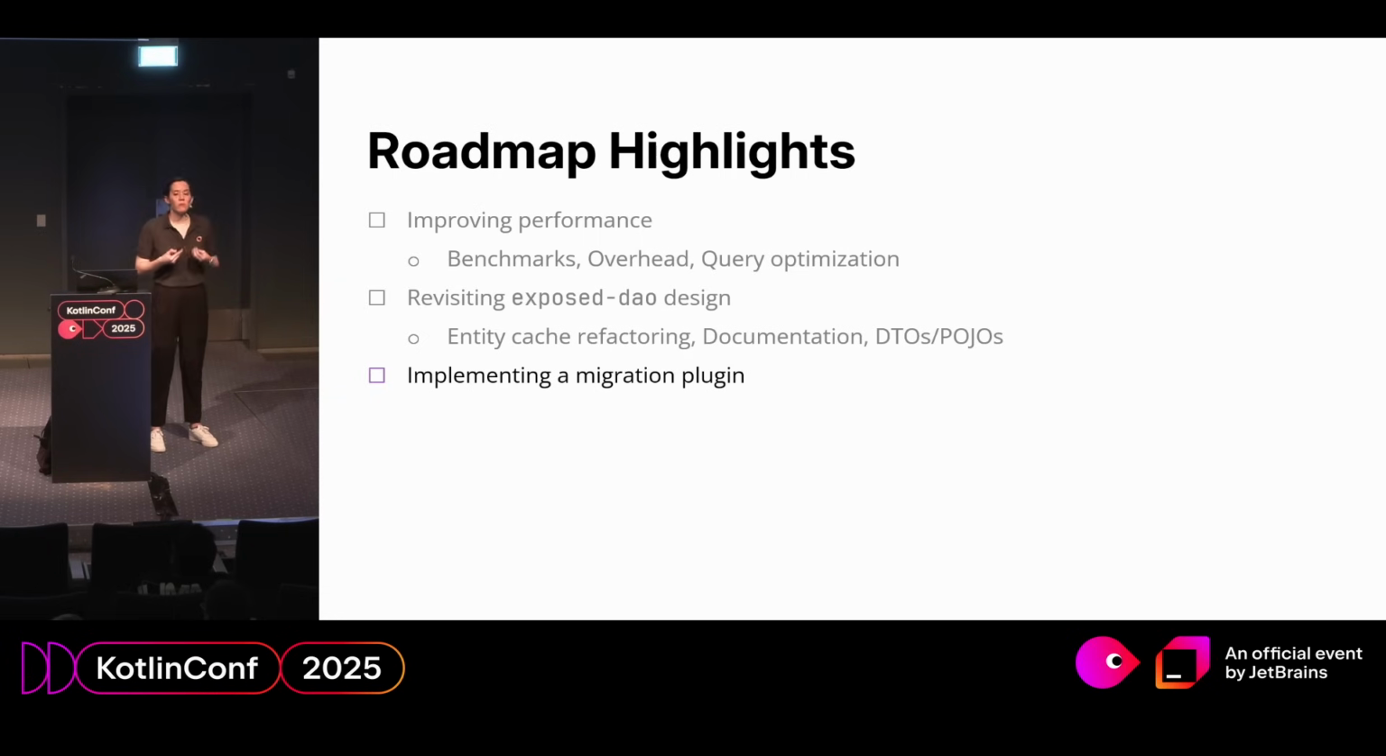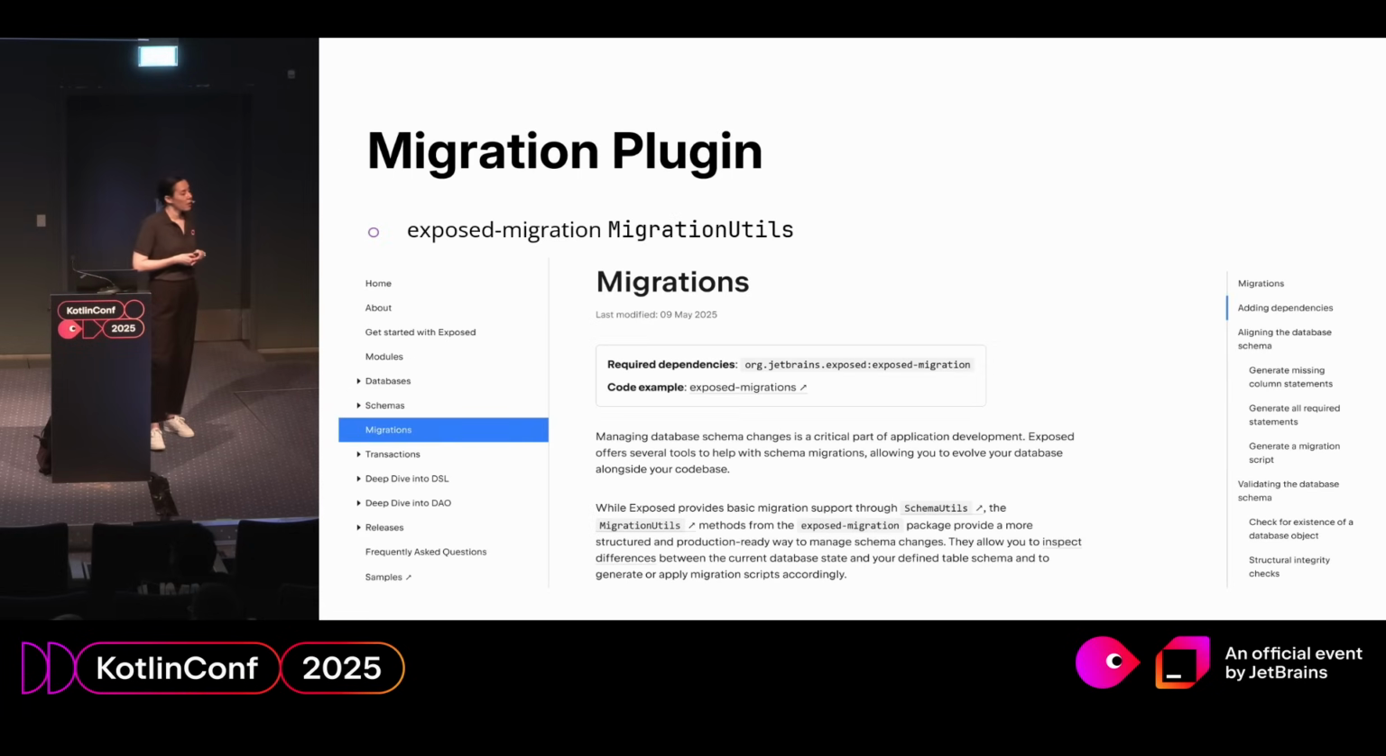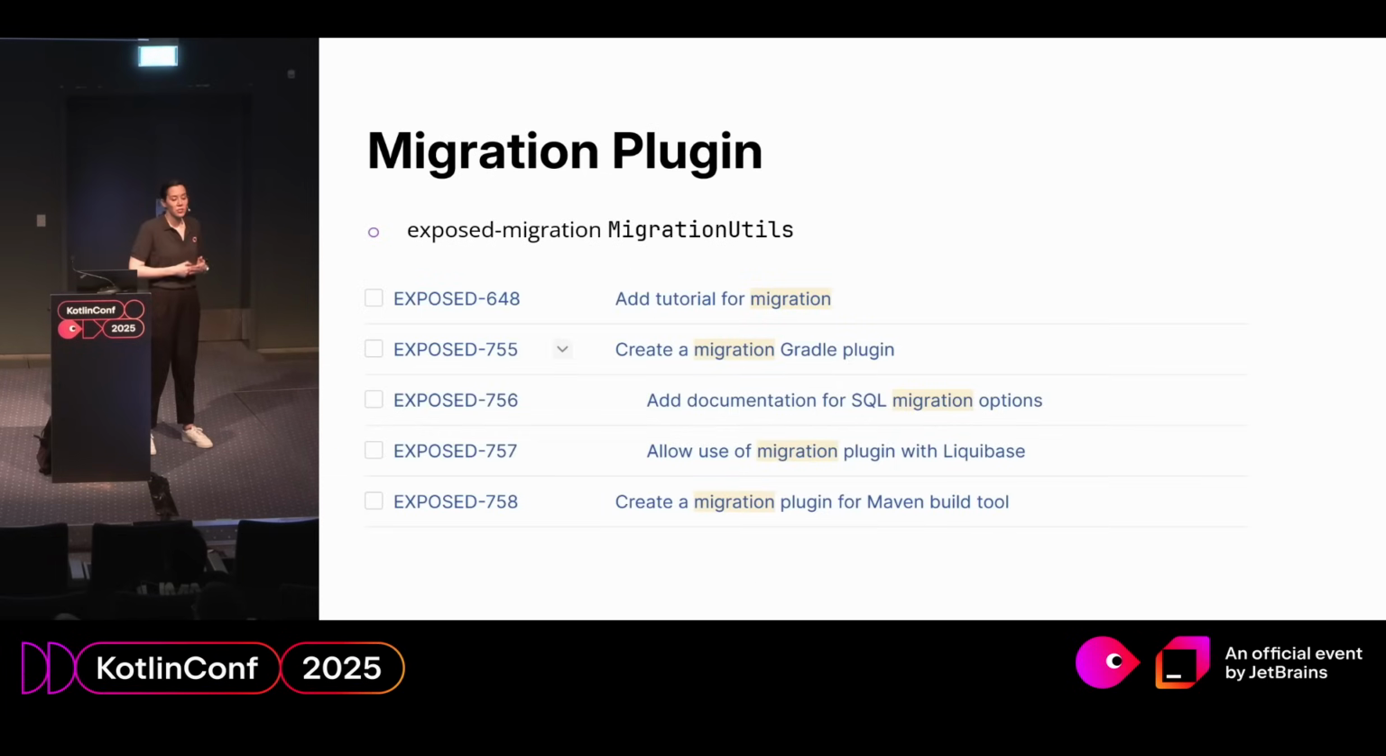Also, we're going to be moving forward with a plugin that addresses an issue that has been left out of Exposed for quite a while, migration assistance. It is currently possible to use migration utils from the Exposed migration dependency. It has significant improvements over the original schema utils, especially where it concerns generating migration scripts and better database schema validation methods. This has been available for a little while. There's also more documentation about migration, but there is currently a plugin, a Gradle plugin that is under development to simplify the overall process for this.